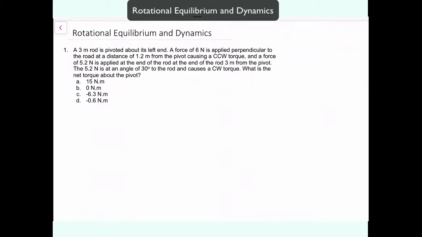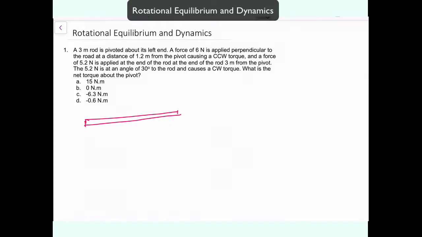Alright, let's do some rotational equilibrium and dynamics examples. The first question says a 3-meter rod is pivoted about its left end. Sometimes it helps to have a diagrammatic representation of what is happening. So you have a 3 meter rod, and it's pivoted, so that means there is a pivot here.